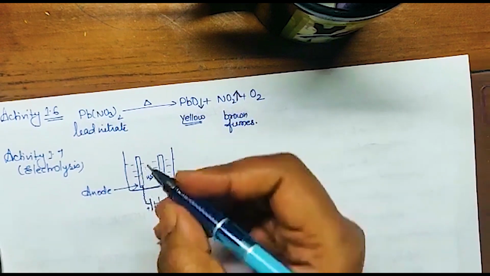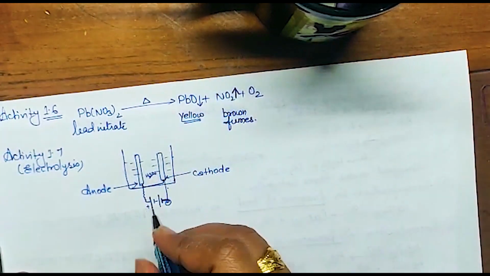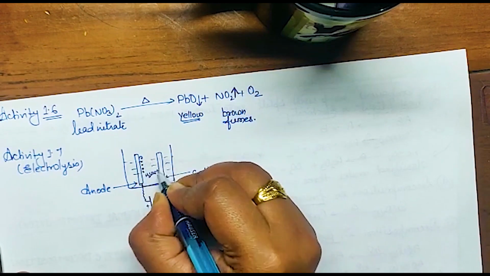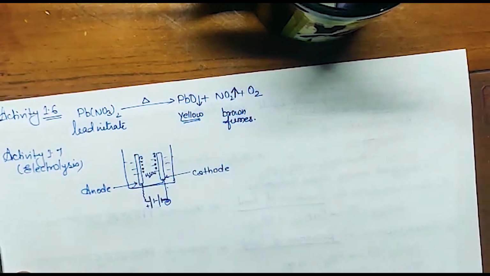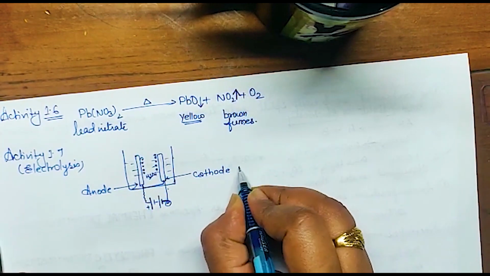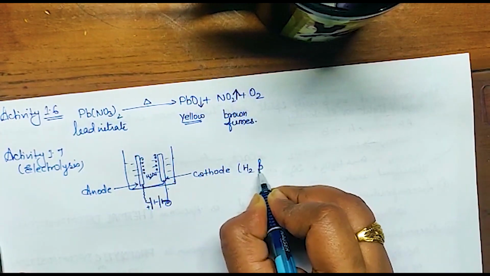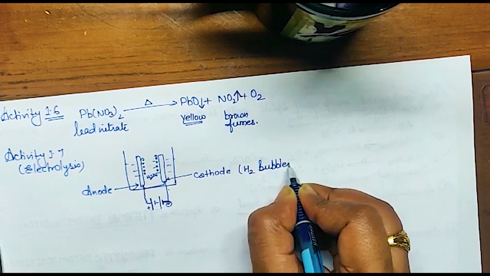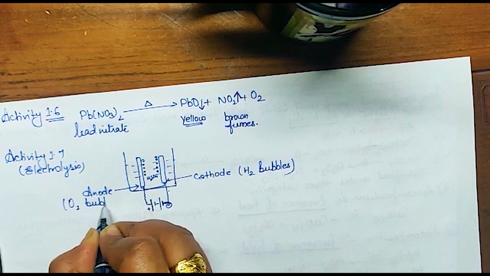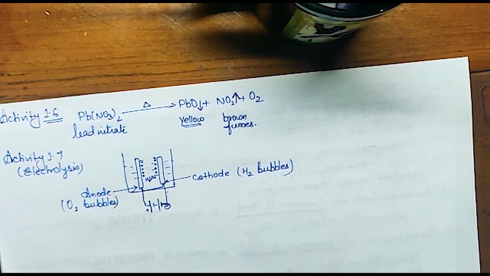So what will happen after some time, when we connect it, we'll see the air bubbles on this. So you have to learn that at the cathode, hydrogen bubbles will be there, and at the anode, oxygen bubbles will be there. Okay, that you have to learn.